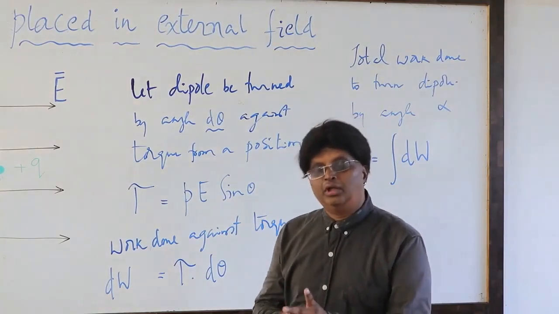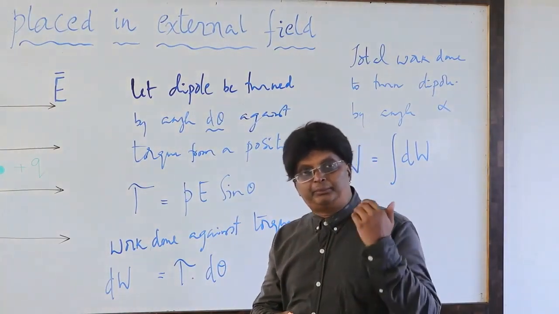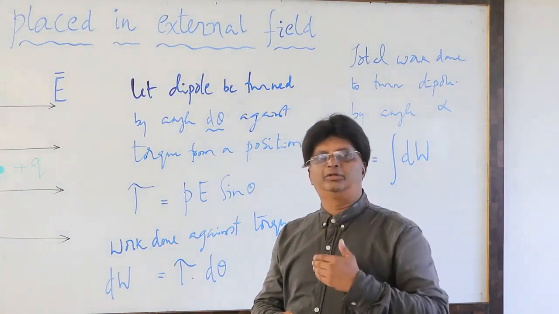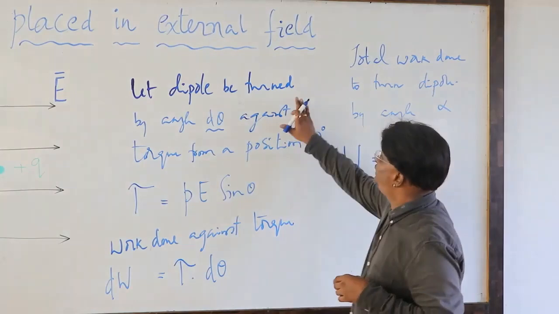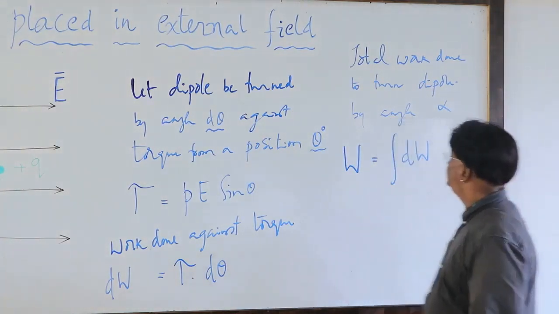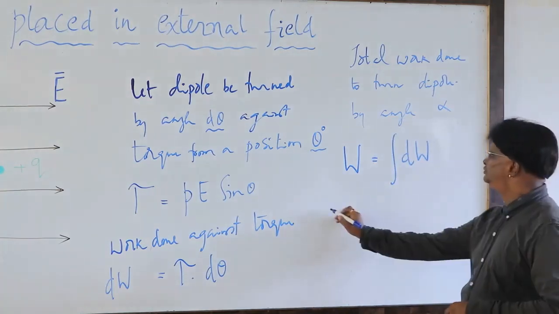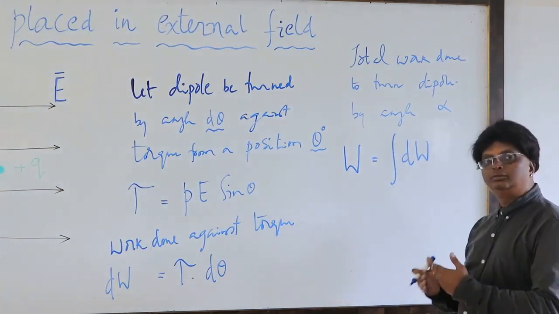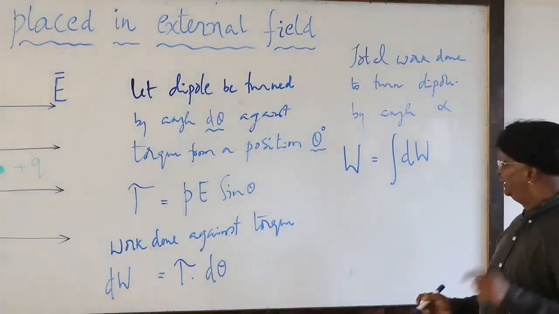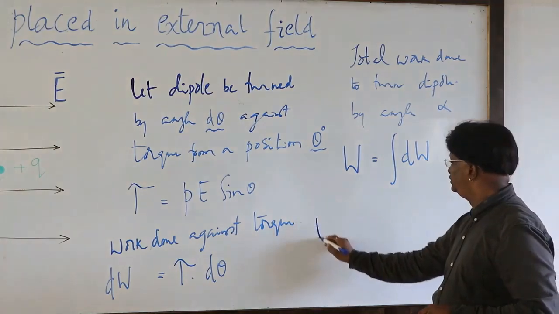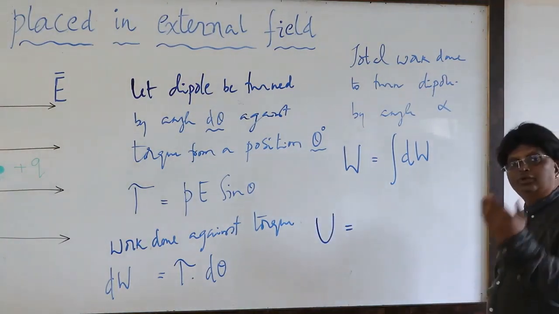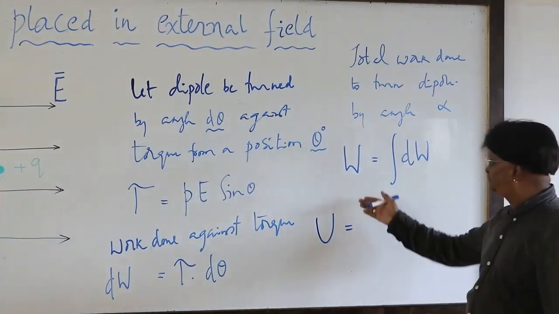Every time I tell you what is the first line of any principle, that will become the very simple following steps for a derivation. Now we said dipole torque, dW is equal to tau d theta. This is integral dW. Therefore, our principle was work against torque stores as potential energy. Therefore, this potential energy U is equal to. In the notes or in the examination, you will mention that statement.